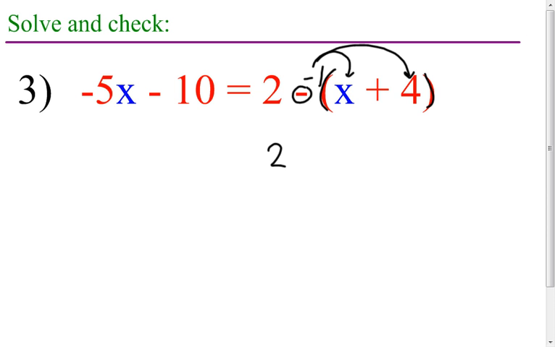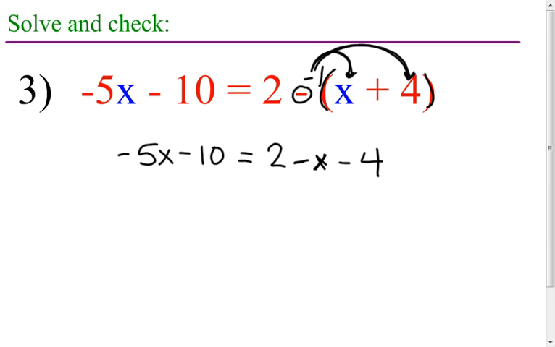So a lot of people will write this. If you wrote that, you made a mistake. You are subtracting the whole quantity. So I need to not only subtract the x, but I need to take negative 1 times x so that I subtract the x, and negative 1 times 4 makes this be negative 4 right here. And then on my left side, I have that.